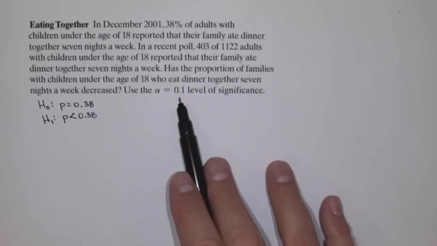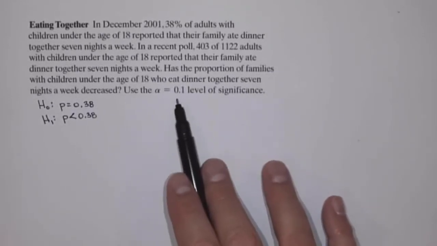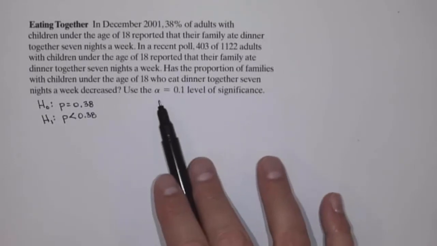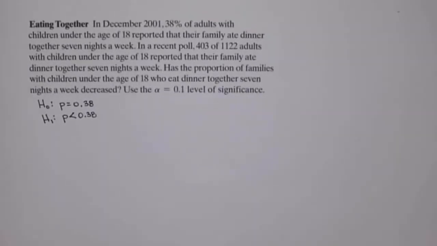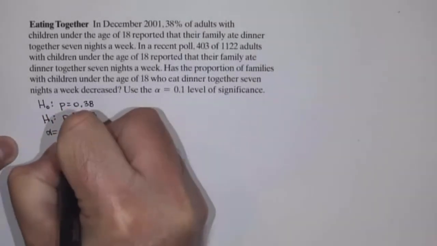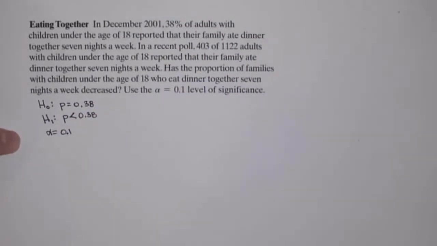So if there was like a really serious consequence of making a type 1 error, we would want to use something like 0.01 or 0.05. And 0.05 is the most common level of significance to use, but 0.01 is used quite a bit also. But we could really theoretically use anything we want for that level of significance. Anyway, in this case, we're instructed to use a 0.1 level of significance.